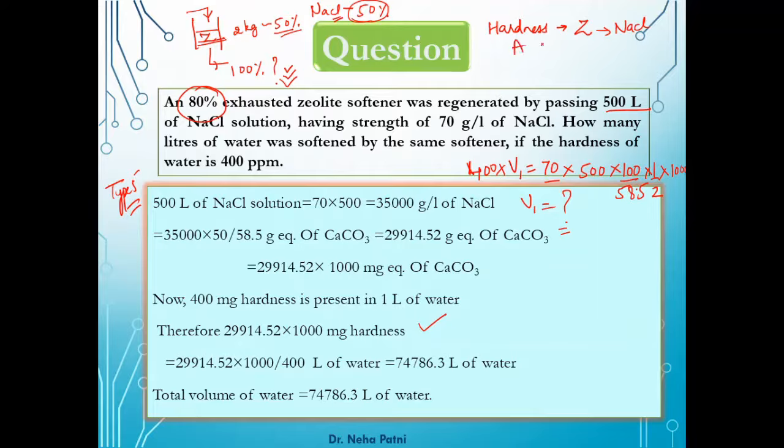So again, A is equal to B is equal to C, and you can safely equate A and C, because whatever is the hardness, only that proportional amount of zeolite is exhausted and only that proportional amount of NaCl is utilized for regeneration. So it does not matter whether this zeolite is 80% exhausted or 50% exhausted. The thing is, it has done its job. It has removed your hardness 100%. So you have to ignore this fact that it is 80% exhausted.